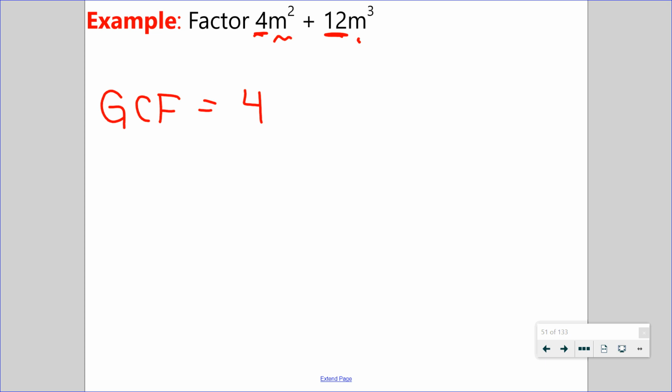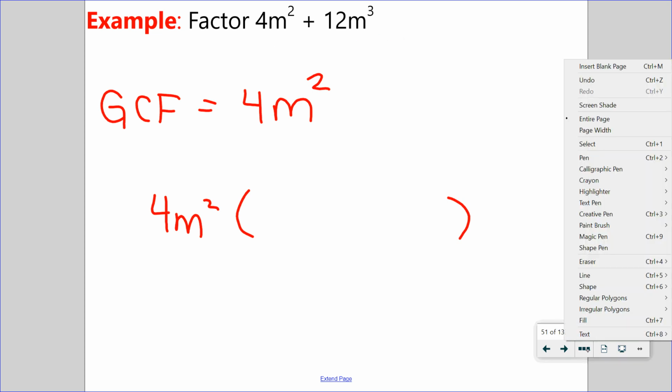Now let's look at my variables, m squared and m cubed. They both have an m, and remember, the greatest common factor is the variable to the smallest exponent. So my GCF is going to be 4m squared. I'm going to write that on the outside, and on the inside, I'm going to divide my polynomial by 4m squared.